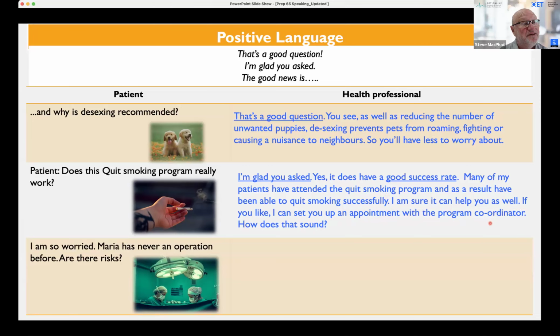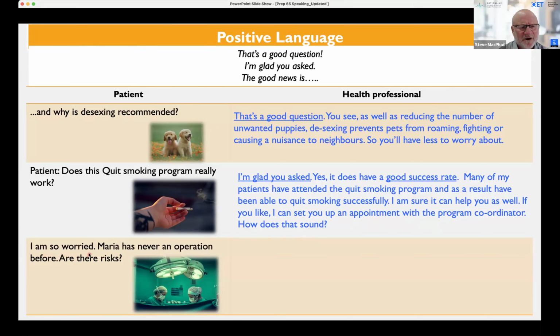So you're providing these solutions and then you're making sure the patient is on board with that. How does that sound? The patient will then have to respond. Hopefully they'll say that sounds good, or they might have a concern that you can address as well. But practical things like "I can arrange an appointment" are very useful.